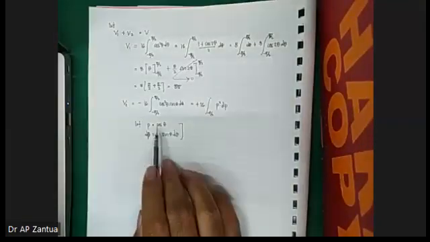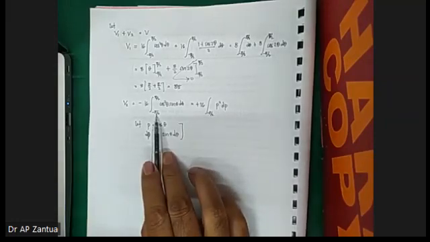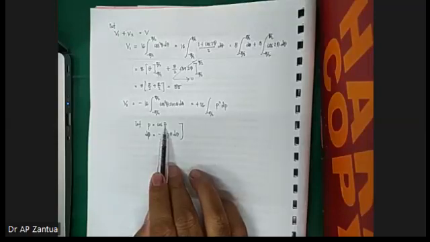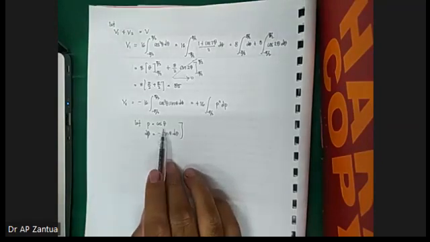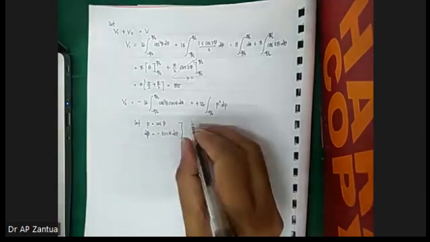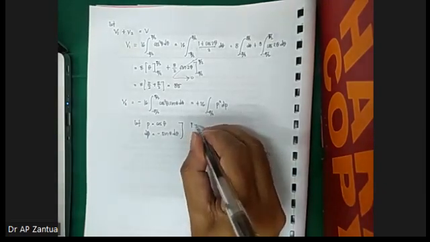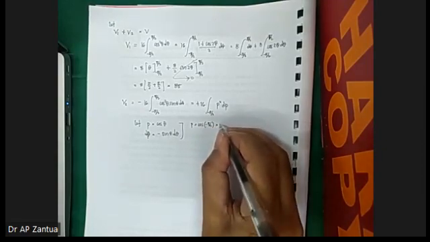Okay, let us continue with the determination of lower and upper limit. So lower limit, negative pi over 2. Substitute here, negative pi over 2. That's the upper limit. Cosine of negative pi over 2, that is 0. P is equal to cosine of negative pi over 2, that is 0.